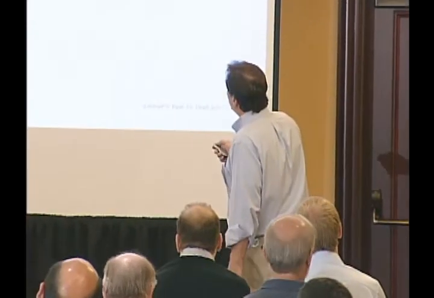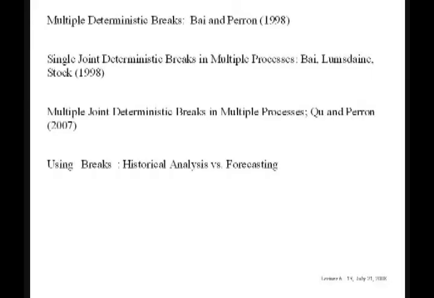There's a paper by Jushan, Robin Lumsdaine, and Jim Stock, which says, suppose you're looking not just at one series with a break, but suppose you're looking at 2 or 3 or 4 series and they all happen to break at the same time, like income and consumption, and there's a change in the income process, right? Or there's a productivity slowdown across a bunch of countries, or inflation comes down, or a great moderation in a bunch of countries, right?